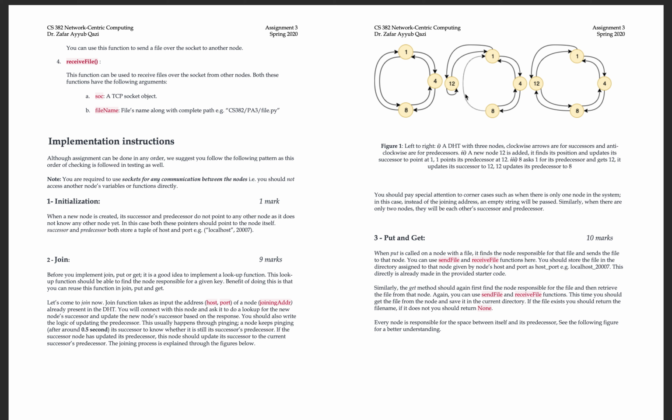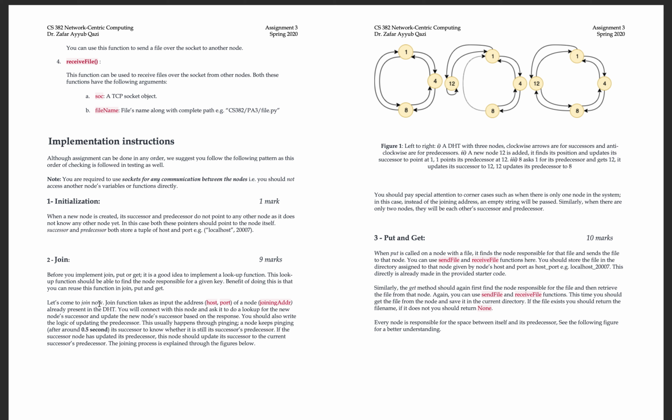So now when 8 asks 1 what's your predecessor, it will tell that now it has been updated to 12. So 8 can now point to 12, and 8 will now let 12 know that 8 is predecessor of 12. So 12 will update its predecessor pointer as well. This is what happens when join is called.